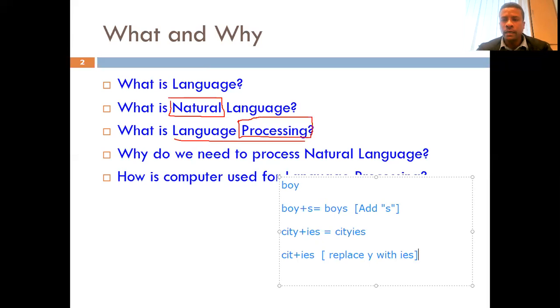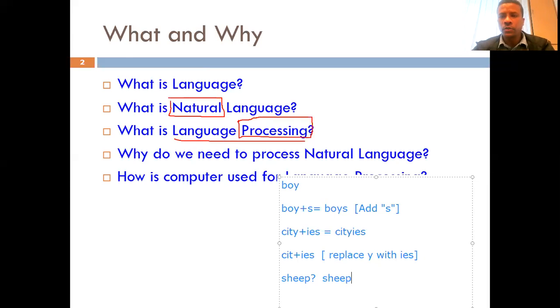And your mind is equipped with this knowledge. So whenever you want to make plural of the word city, you know what to do. You are going to substitute Y with IES. In the case of boy, you are going to simply add S. What if in the case of sheep? What do you do to make it plural? It remains as it is, right? Because the plural of sheep is sheep again.